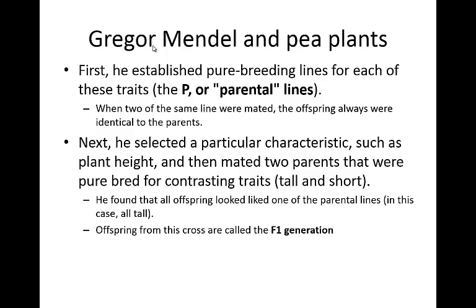So next what he did was he selected a particular characteristic such as plant height, and then he mated 2 parents that were purebred for contrasting traits, so maybe a tall plant and a short plant together. And what he found was that 100% all of the offspring looked just like one of the parental lines. In this case, they were all tall. So offspring from this cross we call the F1 generation, the first filial generation.